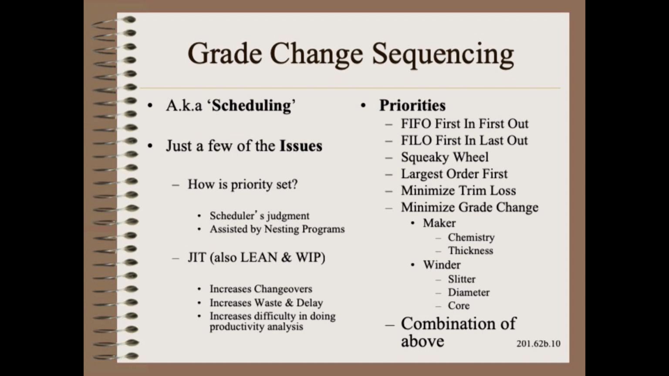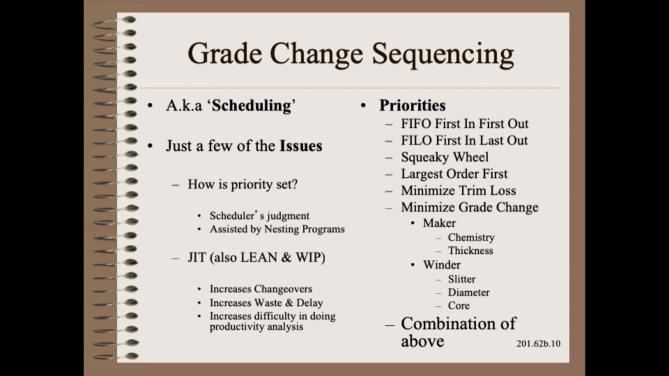So just how are priorities set, or how is scheduling done? There are many common strategies. FIFO, or first in, first out, is also known as the queue, such as the line to get into a movie. FILO, or first in, last out, is what some warehouses use if a product does not have a short shelf life. Squeaky wheel might be where big customers get preferential treatment, or when emergency orders are received.